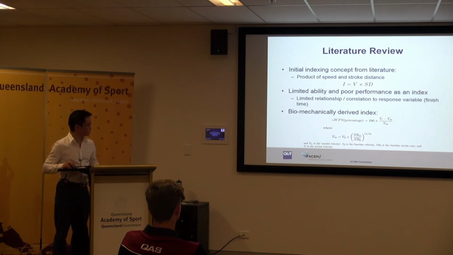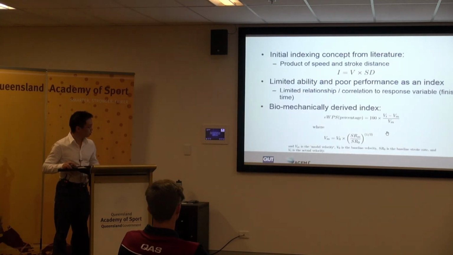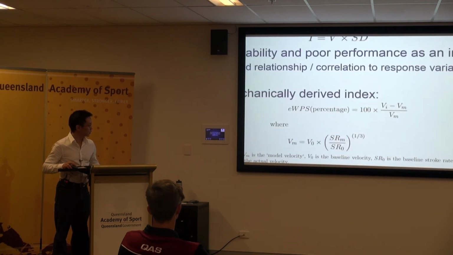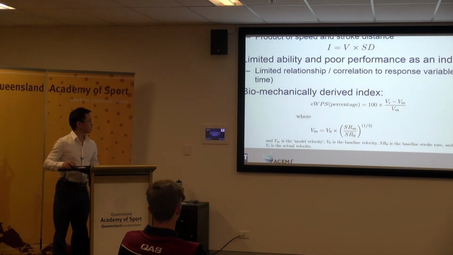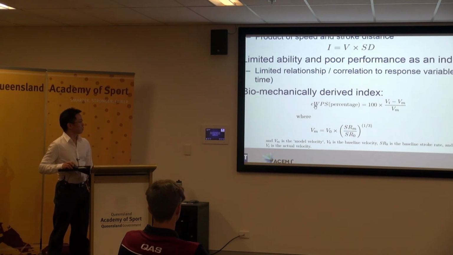So this one, can I zoom in? Yes, excellent. The work per stroke as a percentage is a function of the VIs, the actual velocity in that segment, minus the modeled velocity Vn, taken as a ratio, where the modeled velocity is some baseline velocity times the modeled stroke rate to the baseline, raised to the power of a third.